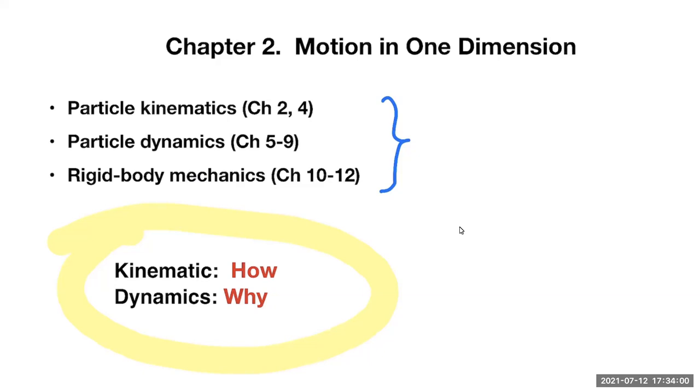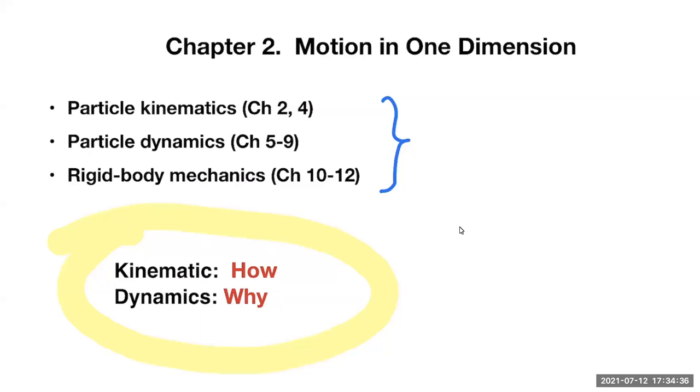Starting from Chapter 5, ending at Chapter 9, we're going to study what's called particle dynamics. Then Chapter 10 through Chapter 12 will be rigid body mechanics. After that, we'll get into special topics of mechanics, such as Chapter 13 on universal gravitation, and Chapter 14 on fluid mechanics. If you look at Chapters 2 through 12, these are the foundations of classical mechanics. But let's see how we divide these chapters up in terms of the content.